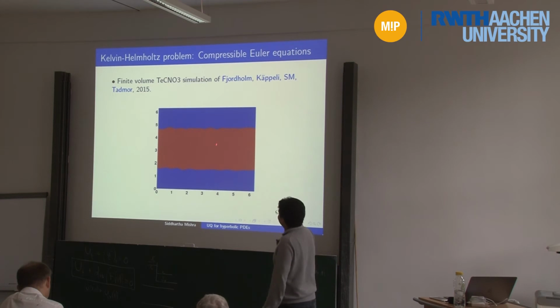Now the initial conditions: this is what is called the Kelvin-Helmholtz problem, a very well known problem. This is the density. You have low density, high density, low density. You have an interface here, and you have a shear.